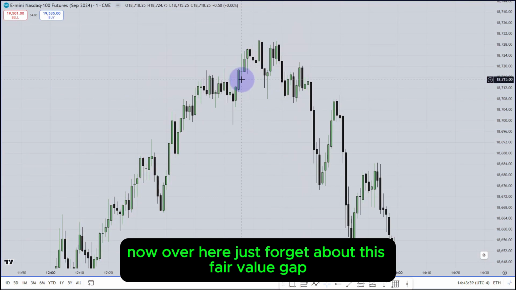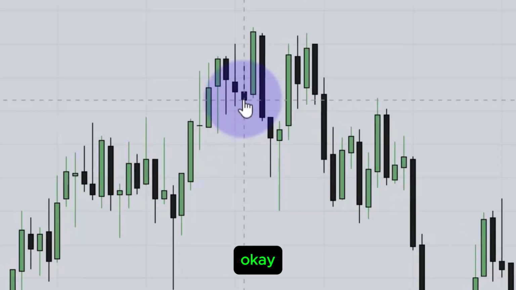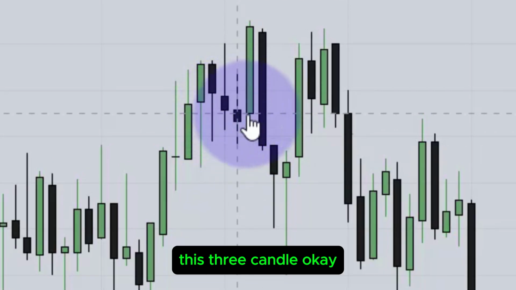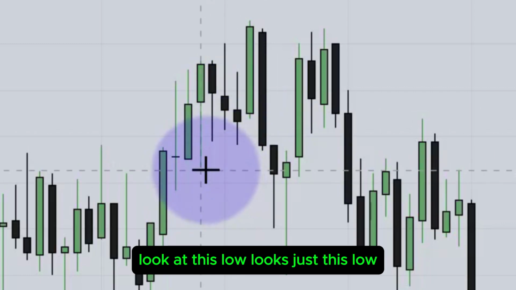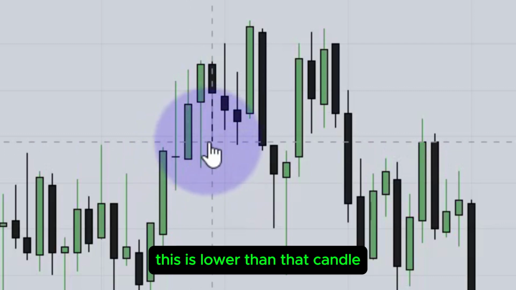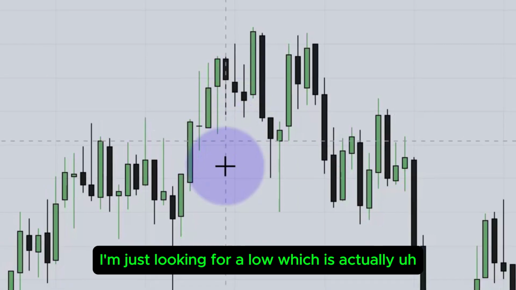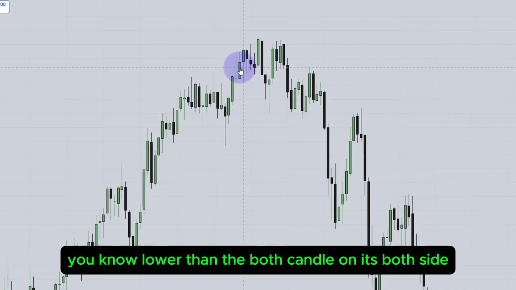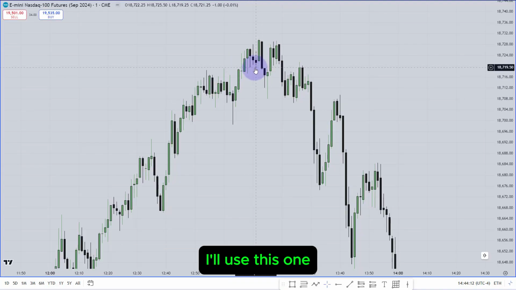Now over here, just forget about this fair value gap. Do you have a swing low or normal low on its left? Look, this candle, that candle. This candle is lower than that candle and that candle. These three candles, this is a swing low. Look at this low, just this low. This is lower than that candle, that candle. I'm not looking for a swing low here. I'm just looking for a low which is actually lower than both candles on its both sides. So here I have two, but I just need one. I will use this one.